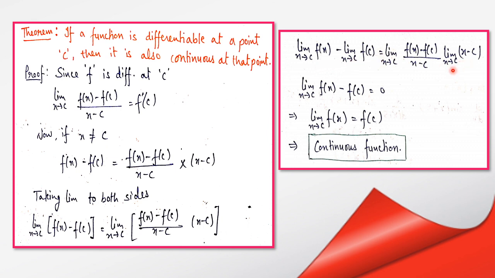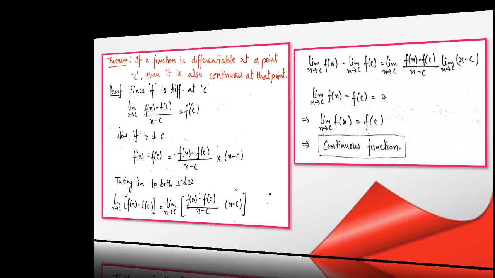If we apply the limit here, c minus c will be 0, so the right hand side will be completely 0. And on the left hand side, we will be having limit x tends to c f x minus f c, because this is independent of x. This thing is equal to limit x tends to c f x equal to f c. And this only happens when we have a continuous function.